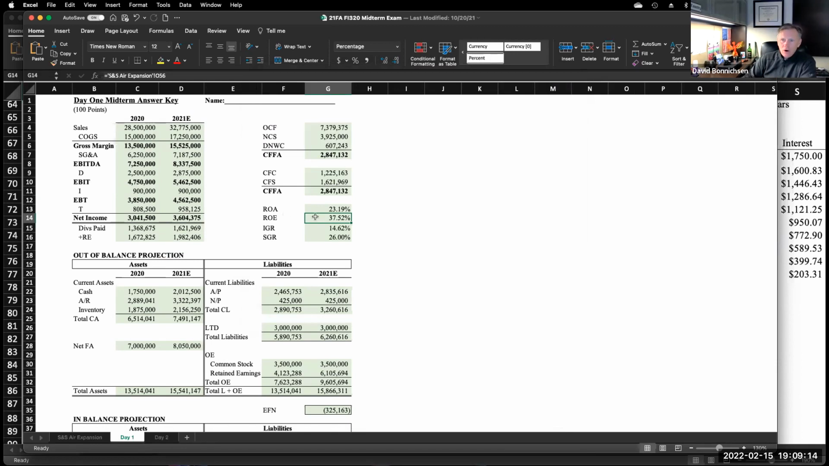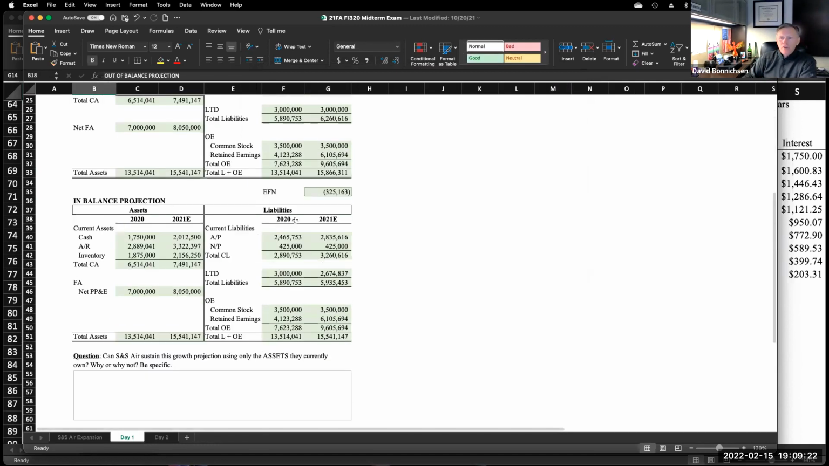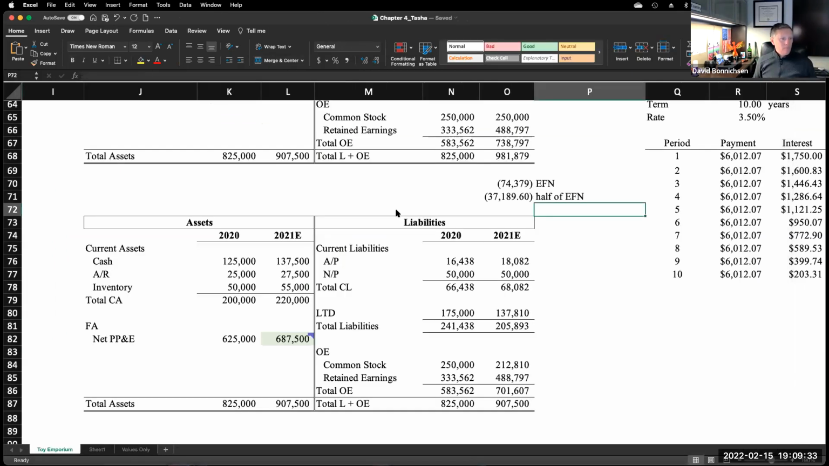We haven't talked about ROA, ROE, IGR, SDR in Tasha yet, but we're going to get to that. But you've got the income statement, you've got an out of balance projection, you've got an EFN, you've got an in-balance projection, and then you've got this additional question that you have to answer. So I'm going to give you exactly the format that needs to be uploaded for the midterm, so you don't have to worry about that. Does that answer your question, Jacob? Yeah, I got it.